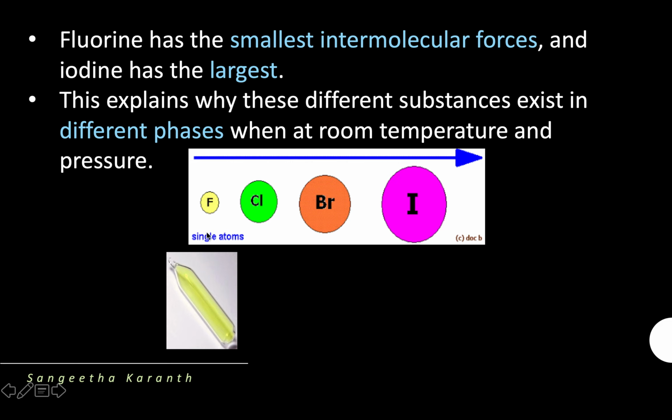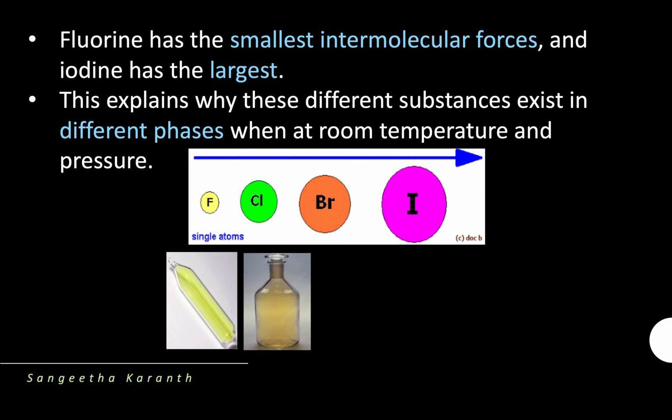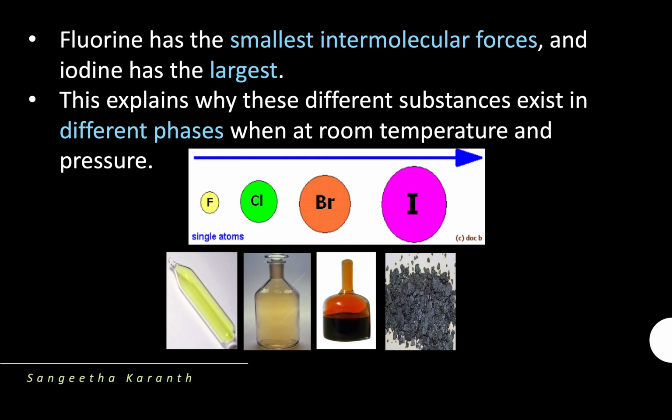So here, fluorine exists as a gas. Chlorine again exists as a gas at room temperature. Bromine exists as a liquid and iodine exists as a solid. The explanation I've already given.